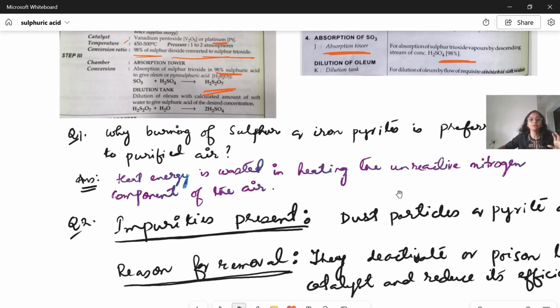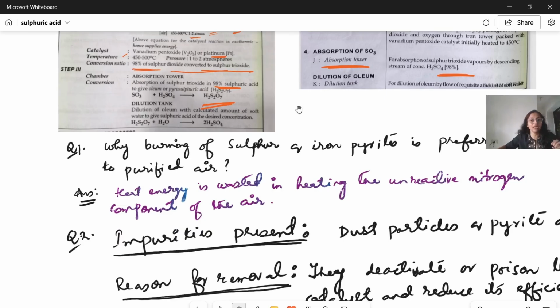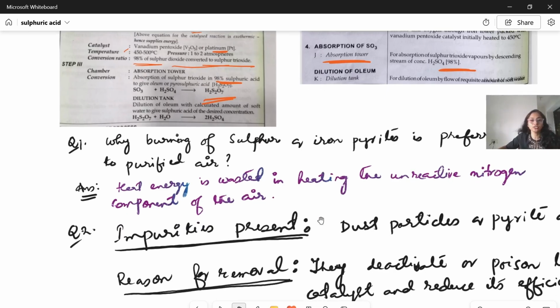Now there are some questions that I told you before while I was discussing. I want to highlight those questions now because they come in the exam. So questions come like, why is burning of sulfur or iron pyrites in oxygen preferred to purified air? That means we are preferring to burn in oxygen and not in purified air.